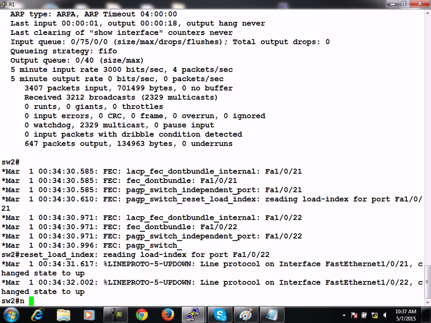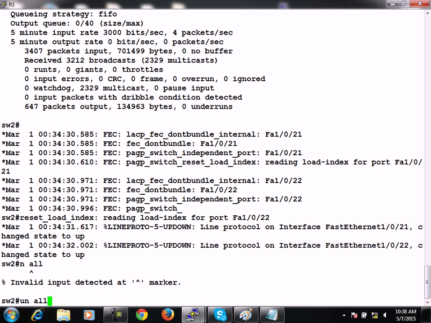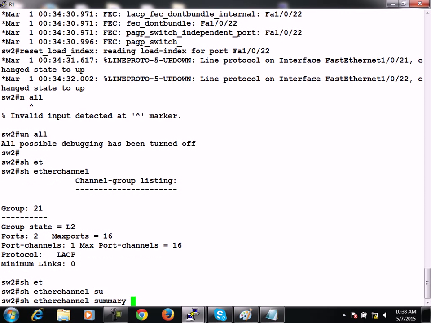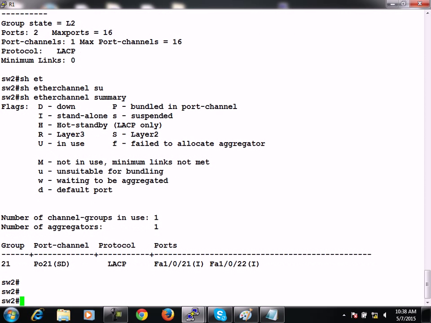See, it will not bundle them. The PAgP switch came to know that the neighbor switch is running PAgP, and we are running LACP here, so it will not bundle them, right? Show etherchannel, let me show you. Show etherchannel summary. Standalone. Have you got it?